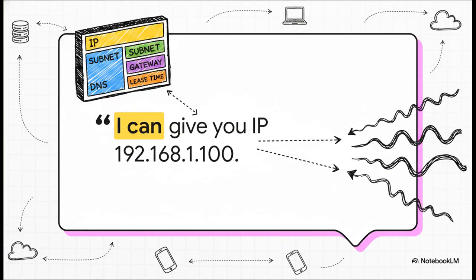And this brilliantly leads us to the O, the offer phase. The DHCP server hears that shout across the room and replies back saying, "Hey, I can give you IP 192.168.1.100." But it doesn't just send the IP. It packages up the whole suite of network settings. It sends the offered IP, the subnet mask, the gateway, the DNS server, and importantly, the lease time. Basically, it's telling the device exactly how long it's allowed to keep this address.